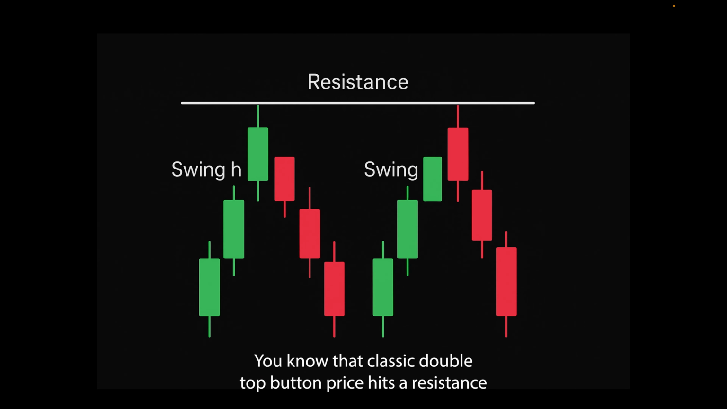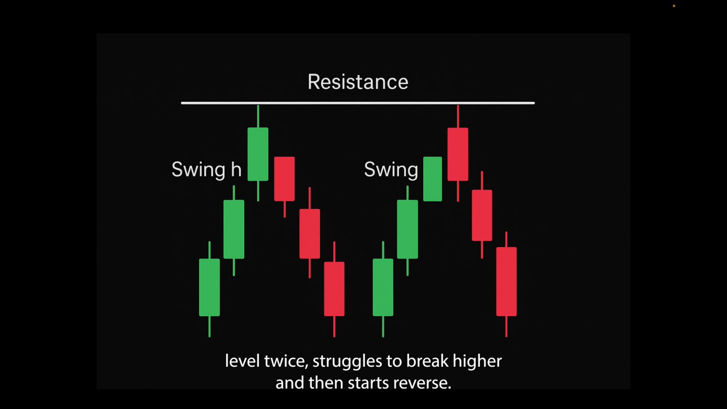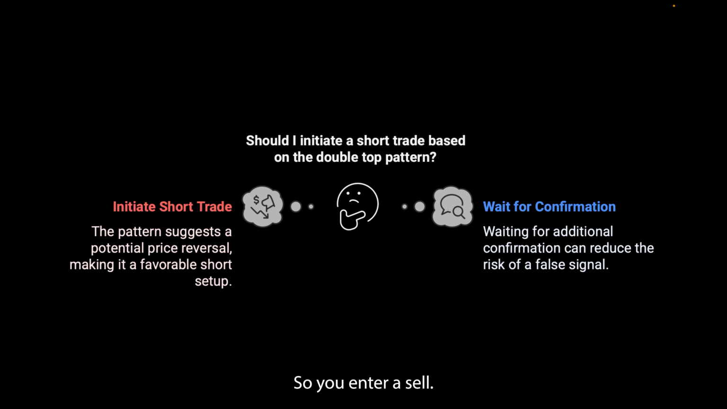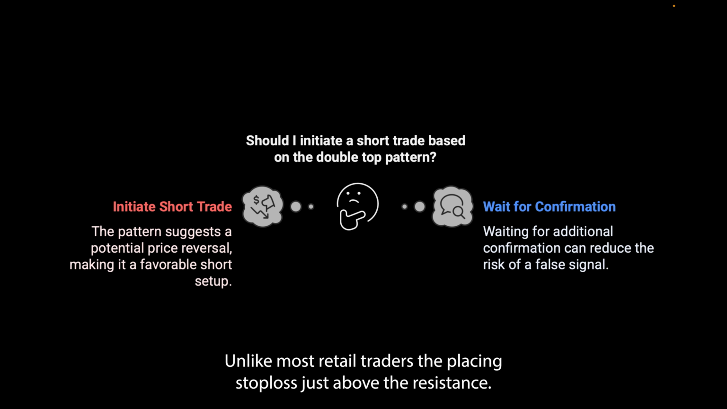You know that classic double top pattern. Price hits a resistance level twice, struggles to break higher, and then starts to reverse. It looks like the perfect short setup, right? So you enter a sell, and like most retail traders, you place your stop loss just above the resistance.